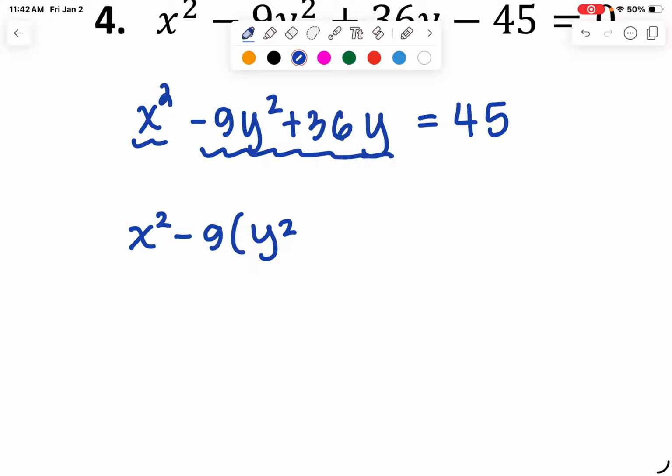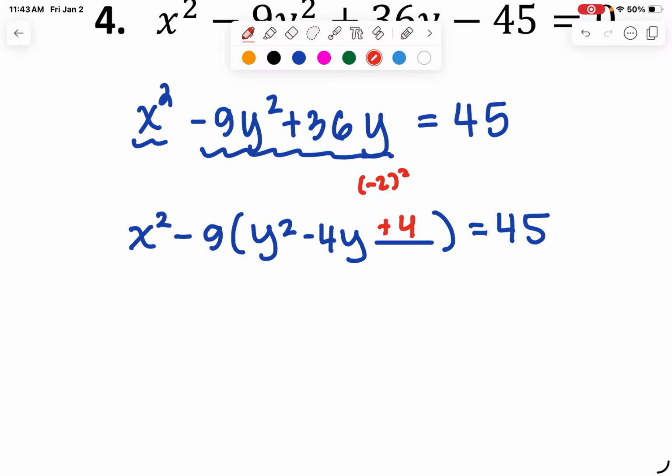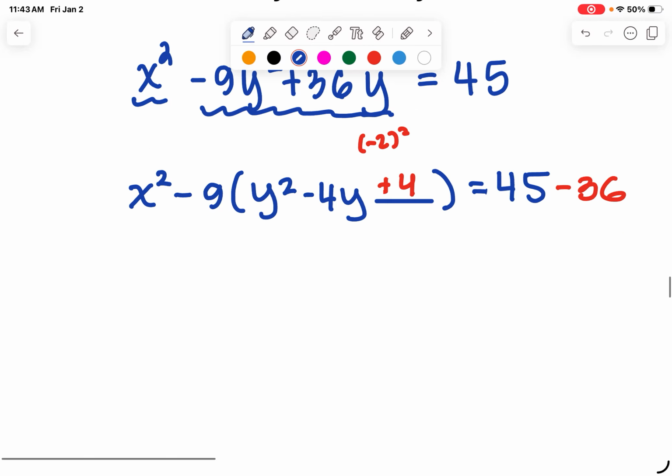So I have y squared minus 4y, leave a space to complete the square for y, equals 45. All right, once again, x's square is already completed. I'm going to complete the square for y. Take half of negative 2 and square it, which is positive 4. By putting a positive 4 right there, I've added negative 36 to that side because it's negative 9 times 4. So I have to add negative 36 to the other side, or subtract 36 from that side. All right, now everything else is done the same way as an ellipse.